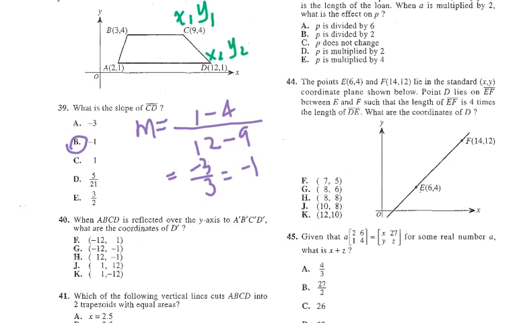For number 40, when ABCD is reflected over the y-axis to A prime, B prime, C prime, D prime, what are the coordinates of D prime? So for these points, when it's reflected over here, it will be the same distance.